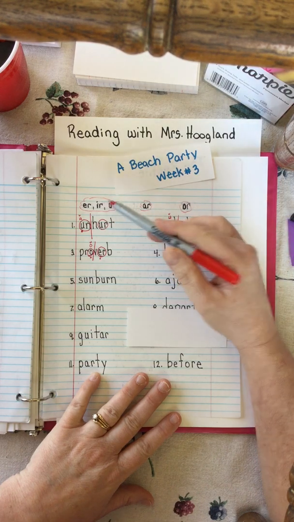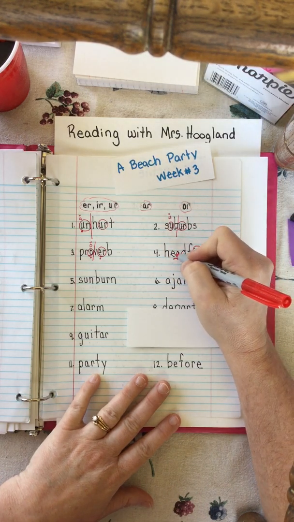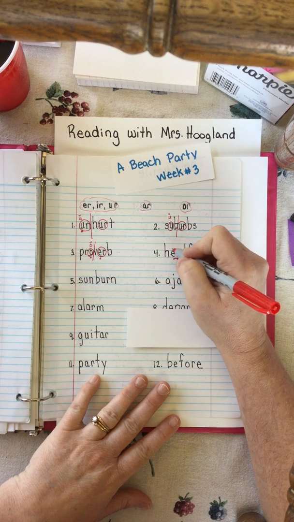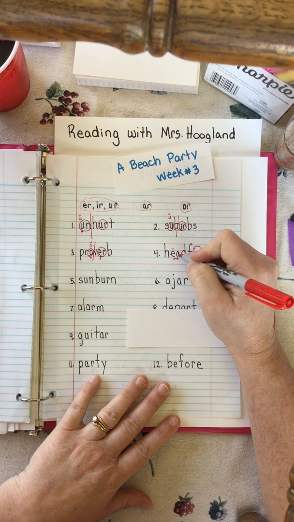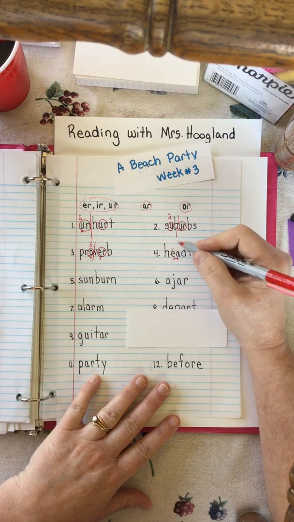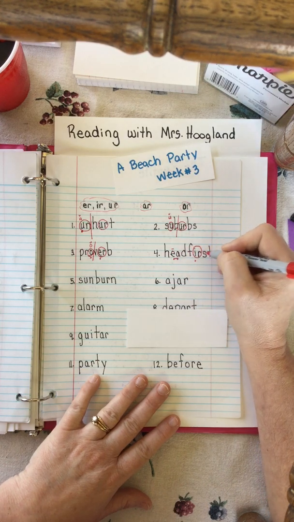It fits with the R-controlled vowel. And then this right here, I say two vowels go walking, the first one does the talking. If I do that, then the A is quiet, the E says its name. So then it would be heed first. Heed first. Well, that doesn't make sense.